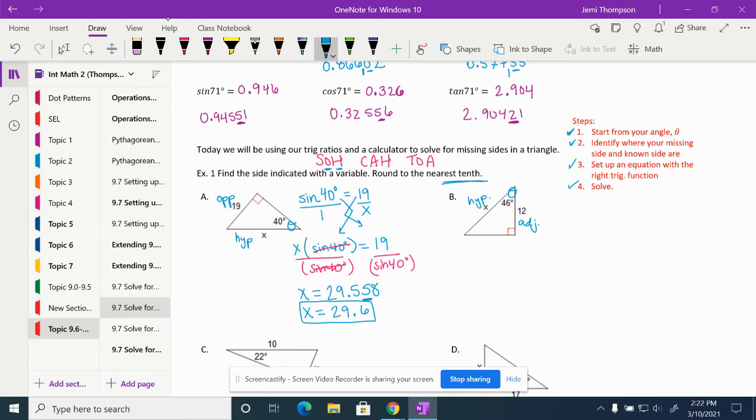Now go through your list for SOHCAHTOA and decide which trig function uses adjacent and hypotenuse. Okay. Hopefully you recognize that the A and the H comes from cosine. So the cosine of the angle, which is 46 degrees, is equal to the adjacent divided by the hypotenuse. Check your setup. Does it make sense to you?